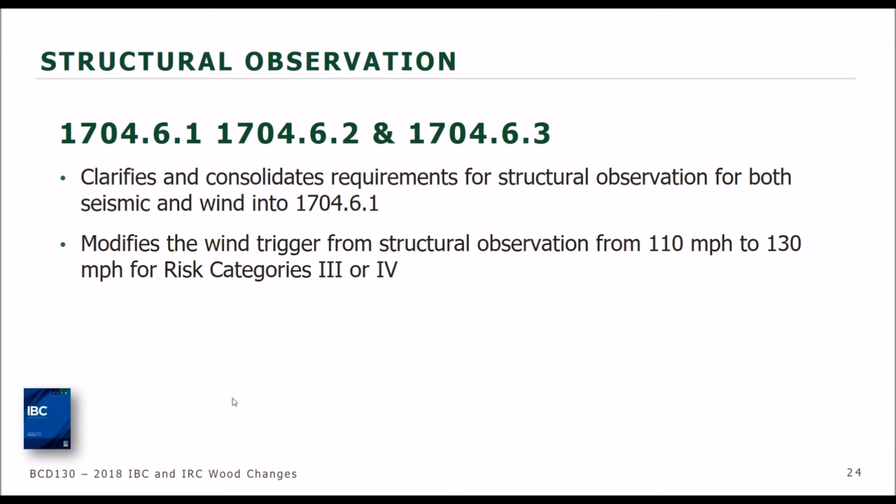Also, there's been a clarification related to the wind design speeds of changing from 110 miles per hour to 130 miles per hour for risk category 3 and 4. And this is the trigger for structural observation. Now, this change is now aligned with when we were doing designs in allowable stress design. You recall the wind speeds went from 110 to 130 miles per hour. So this is to align with that change from going from allowable stress design to an LRFD design.